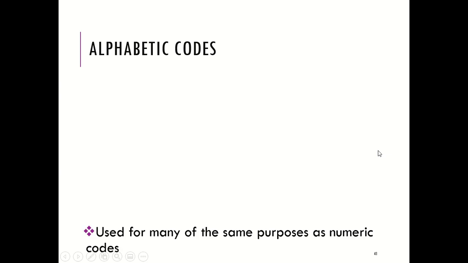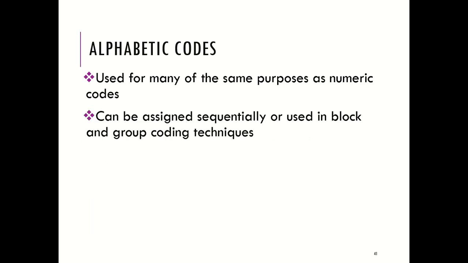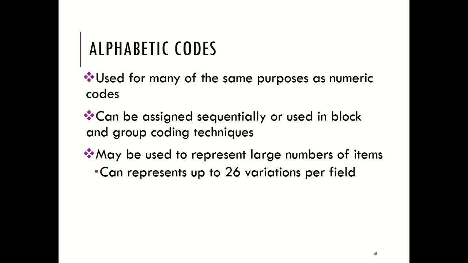Okay, any question? Next will be we have the alphabetic codes. So it is used for many of the same purposes as numeric codes. Okay, but we use alphabetic characters, which may be assigned sequentially or may be used in block or even group coding techniques. It may be used to represent a large number of items, which can represent up to 26 variations per field kasi we have 26 letters na pwede nating gamitin, no, from A to Z.